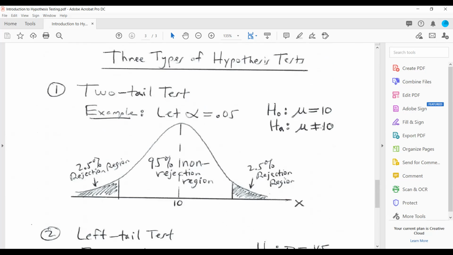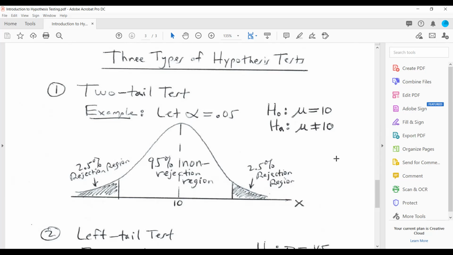has to match. If the problem states that the alternative hypothesis is not equal to, as opposed to greater than or less than, then this is called a two-tailed test. And we take our alpha, the level of significance, and divide it by 2 and put half of that area to the left tail, half of the area to the right tail. And then we color in these areas and call them rejection regions. And then the area in the middle is the non-rejection region.